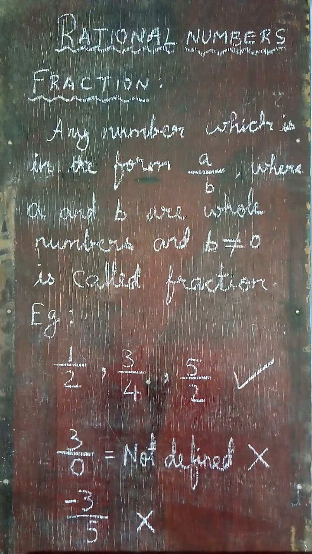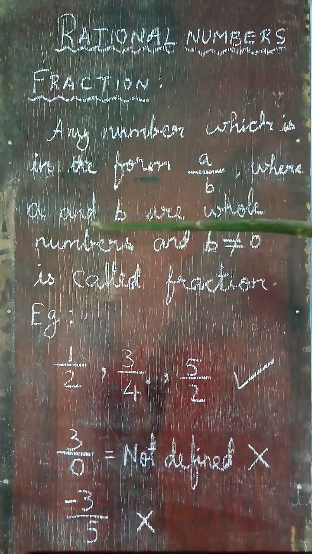Today we will learn what rational numbers are. Before going to rational numbers, we will recall what a fraction is. Any number which is in the form a by b, where a and b are whole numbers and b does not equal 0, is called a fraction.